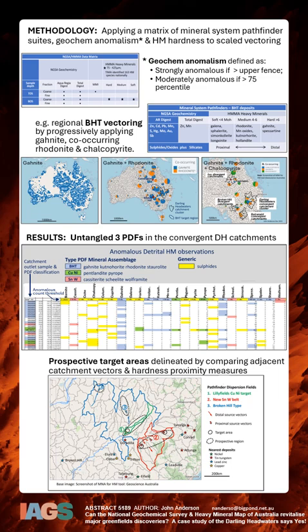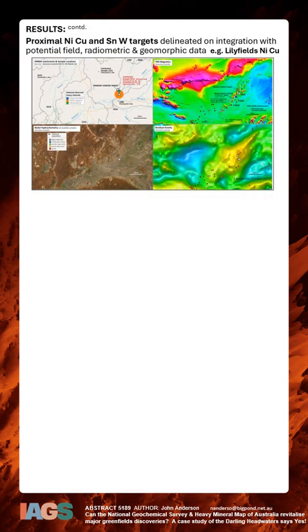Looking more closely at the Lilyfields nickel target, the nationally anomalous pentlandite, chalcopyrite and sphalerite sample is supported by mafics and ultramafics, intersected in historic drilling along with nickel anomalism in the limited downstream geochem.